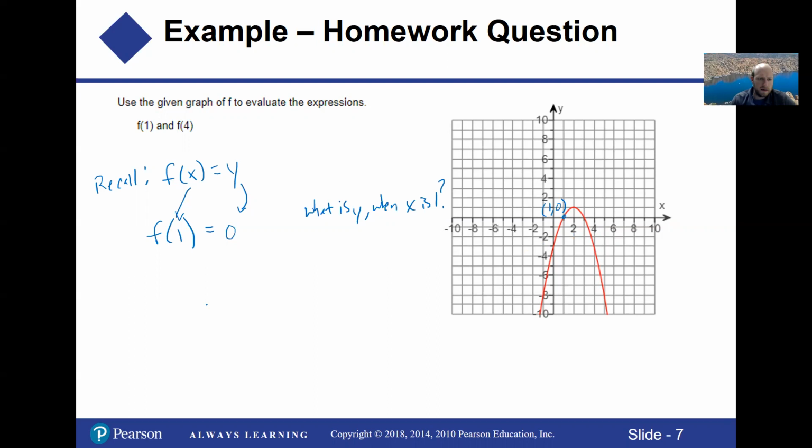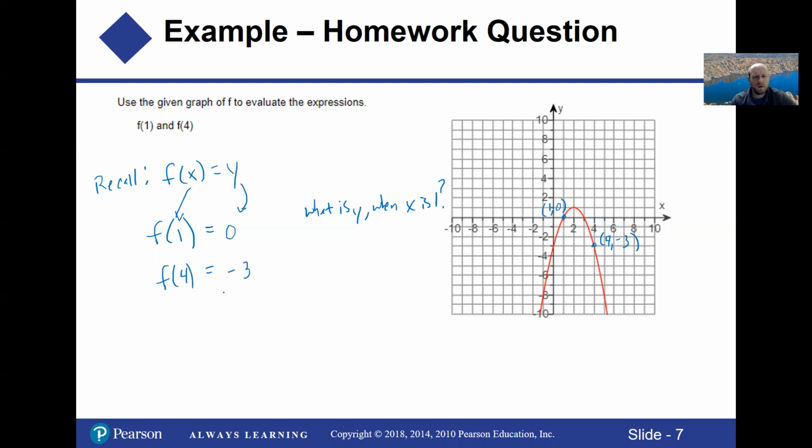And then f of 4, what is that? Well, here is where x is equal to 4. Where is y there? Well, it would be right there. So this is the point 4, -3.